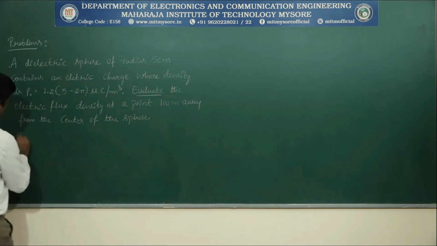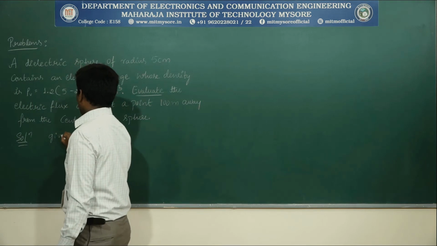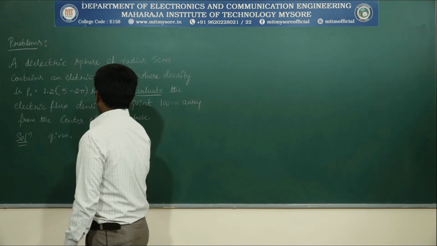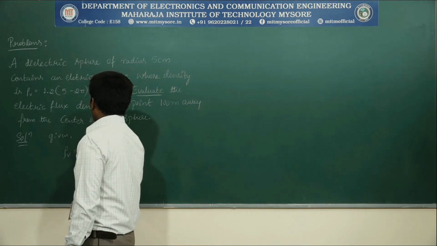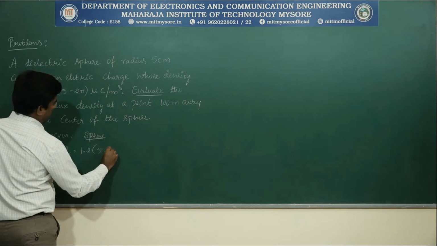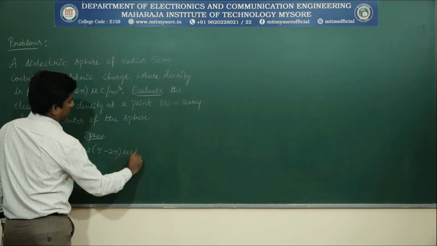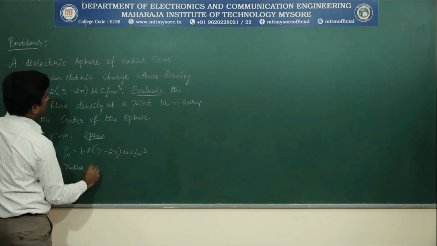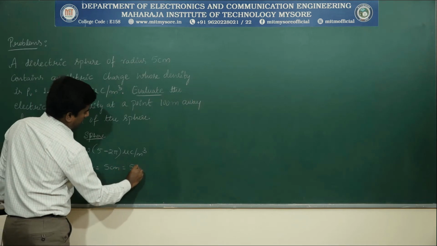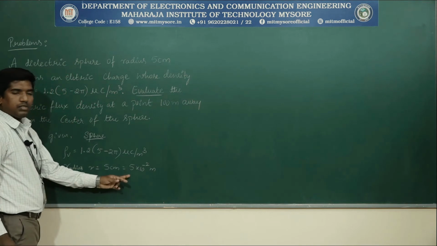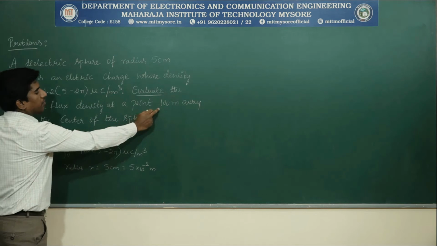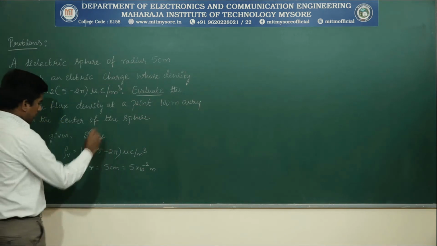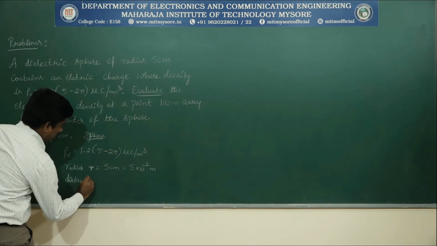So let me write the given components for the solution. The given components are: a sphere we need to consider. The volume charge density rho v is equal to 1.2 into 5 minus 2 pi microcoulomb per meter cube, and the radius is represented as small r, 5 centimeter, which if we convert into meters becomes 5 into 10 power minus 2 meter. What about the distance? We cannot use the r symbol again here, because r has been used for the radius of the sphere. So let me use the symbol d, small d, for distance.